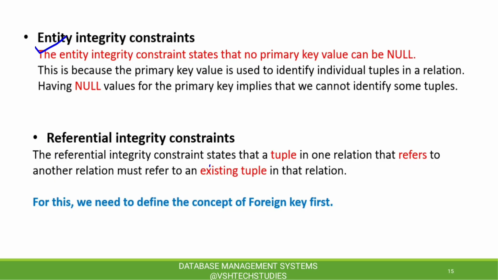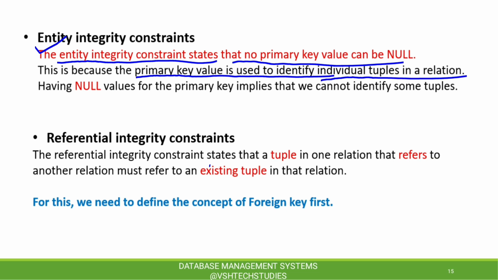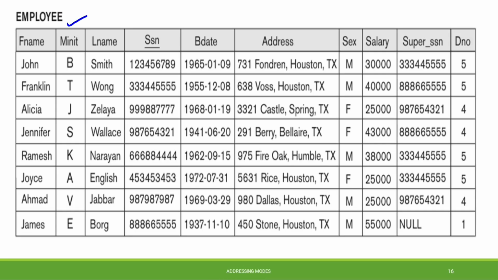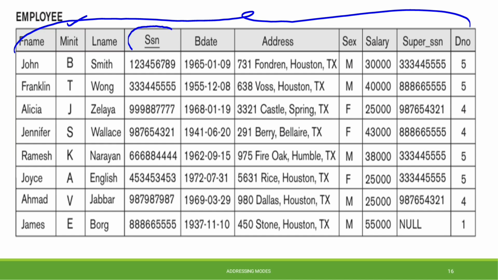Next, the fourth constraint under schema based constraints or explicit constraints is entity integrity constraints. This entity integrity constraint states that no primary key value can be null, because the primary key value is used to identify individual tuples in a relation. Having null values for the primary key implies that we cannot identify some tuples. So in this employee relation, if you take for example, there are 10 attributes. This SSN, social security number, attribute is underlined, which means it is the primary key here.